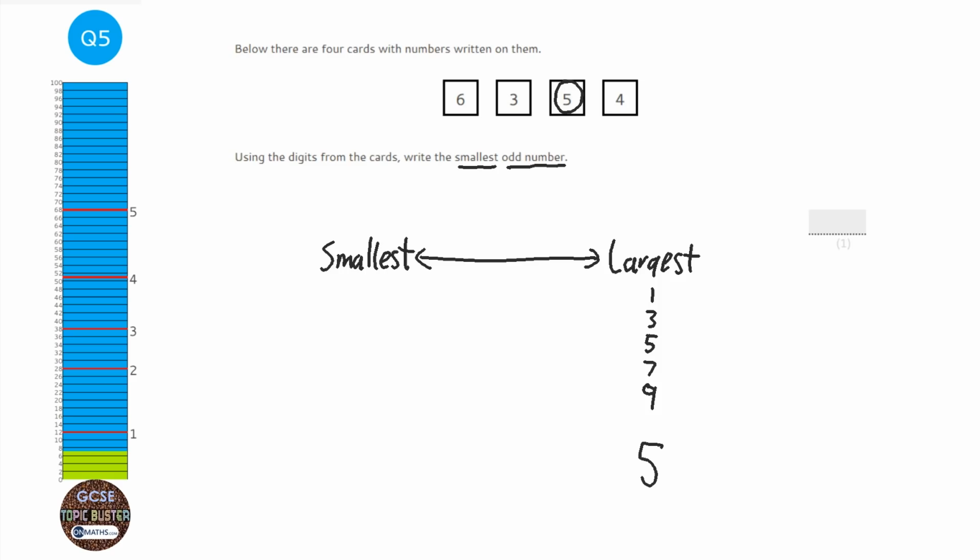Then we need to use up that 6 next. And then the next largest number is the 4, and then 3. So my answer is 3,465. Now always just check to see whether we've answered the question. It said it wants the smallest odd number. Well, that's an odd number, and I can't think of a way of swapping those digits to make it any smaller, because we've used the smallest numbers we can on the left hand side and the biggest on the right hand side.